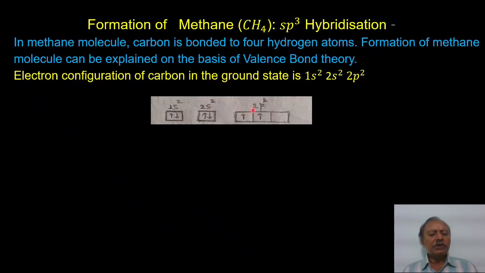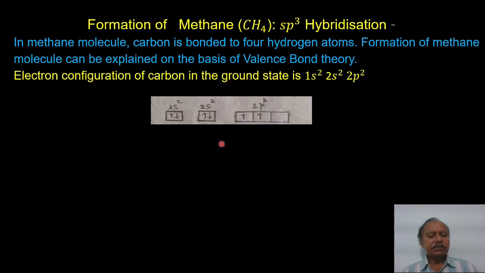In the 2p orbitals, filling of electrons takes place according to Hund's rule of maximum multiplicity. According to this rule, no pairing of electrons will take place until each orbital gets one electron. So here we have one electron in one 2p orbital and one electron in another 2p orbital. So there are two unpaired electrons in the ground state of the carbon atom.